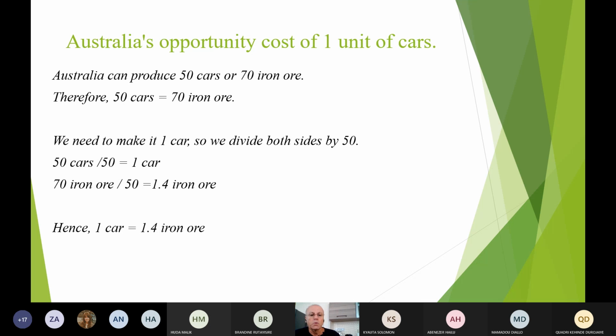Therefore, Australia can produce 50 cars or 70 iron ore. Therefore, 50 cars is equal to 70 iron ores. And we are going to do the same process. 50 cars divided by 50 will give you 1 car, and 70 iron ore divided by 50 will give you 1.4 iron ore, which means 1 car will give you more iron ore. Hence, 1 car is equal to 1.4 iron ore.